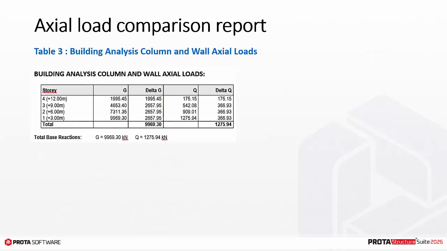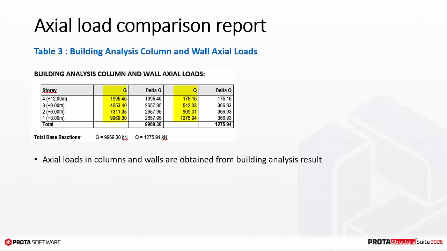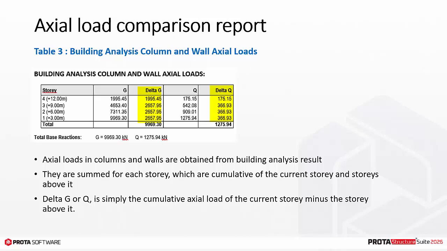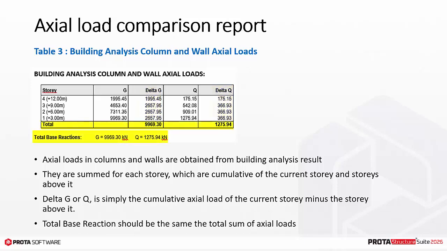Table 3 is building analysis column and wall axial loads. Axial loads of columns and walls are obtained from building analysis result. They are summed for each story. Axial loads are always accumulative, that is cumulative of the current story and all stories above it. Delta G or Q is simply the cumulative axial load of the current story minus the story above it. This is equivalent of the individual story weight. The total base reaction shown should be the same as the total sum of axial loads.